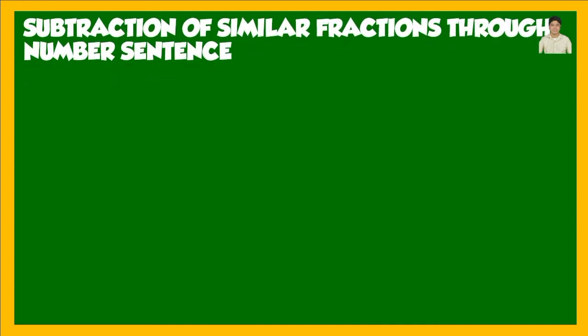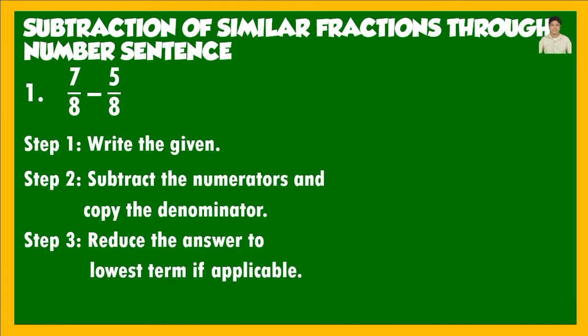So, let's now proceed to subtraction of similar fractions through number sentence. Like, for example, we have 7 over 8 minus 5 over 8. So, again, similar fractions pa rin po sila. So, the first step is write the given. So, 7 over 8 minus 5 over 8. Second step, subtract the numerators and copy the denominator. So, 7 minus 5, we have 2, and then over, copy the denominator, 8. So, our answer is 2 over 8.